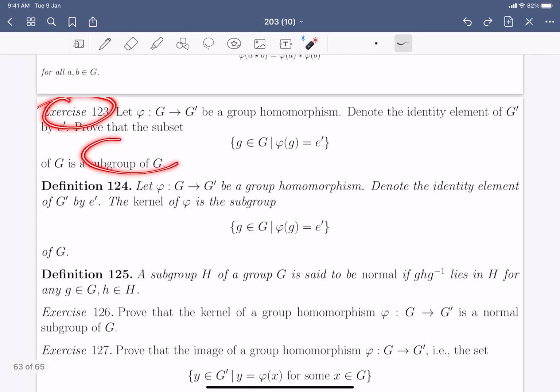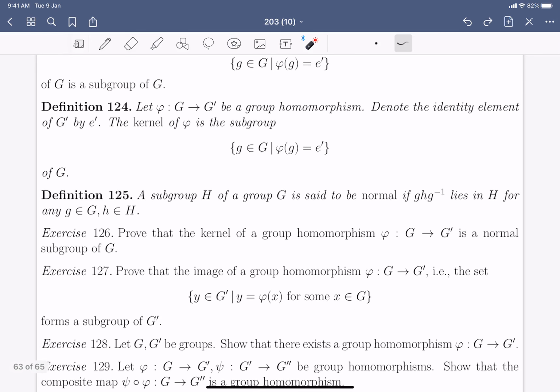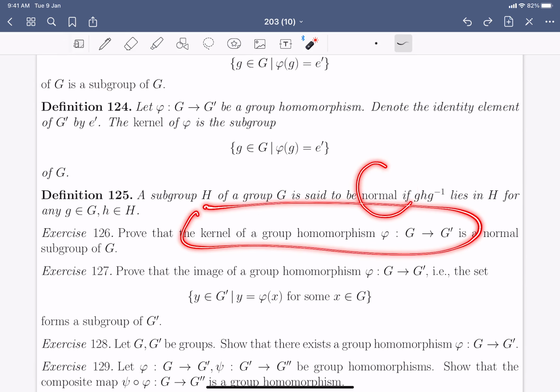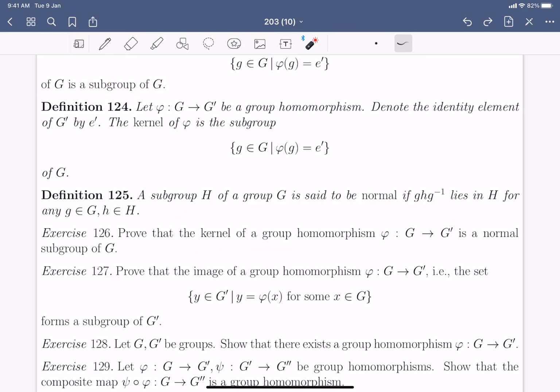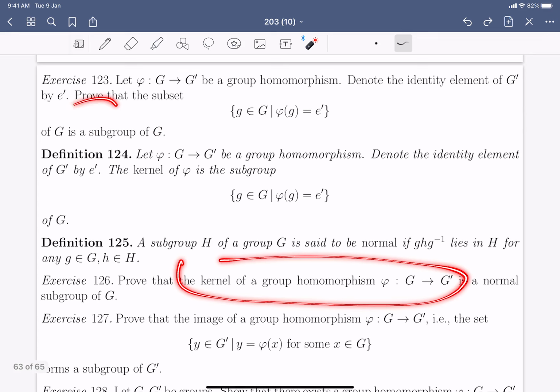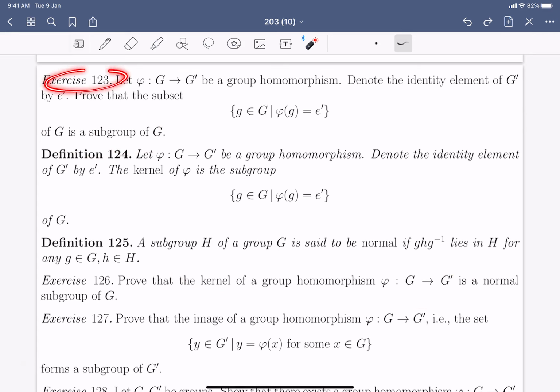And the immediate exercise says that the kernel of a group homomorphism that we have met, and by this exercise we know that this is a subgroup. So it makes sense to ask whether the kernel of a group homomorphism is normal or not. We know that the kernel of a group homomorphism is a subgroup by this exercise, which is yet to be solved.